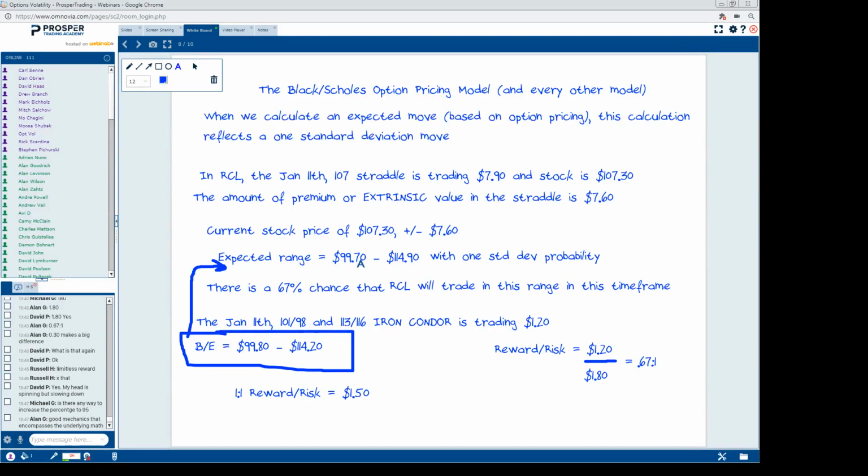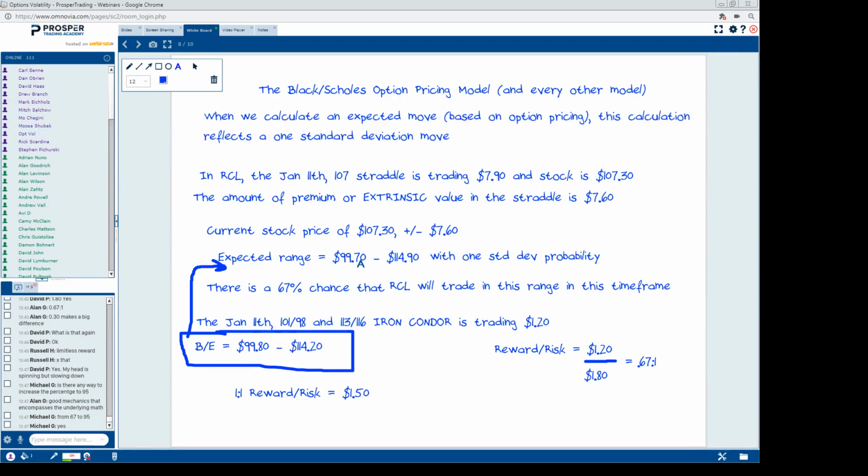Increase what percentage, Michael? You mean to move out and look at what that 2 standard deviation move is, to figure out the break even at that point? Yes, there is. And let's do that. We'll schedule another time to do that.